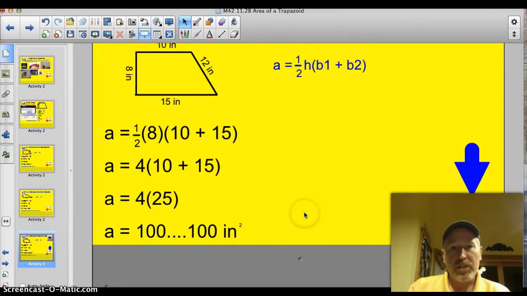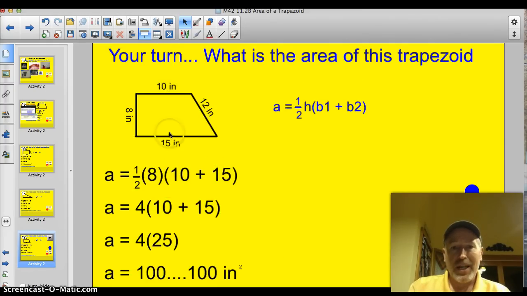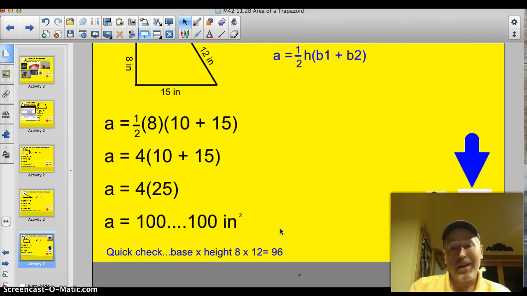So 100 inches squared. How do I do my check on this one? Same thing. I got a base down here of 10. I got a base here of 15. So how about 12? 8 times 12 would be 96. I had 100. Yeah, I'm right in the ballpark. I'm feeling pretty good about my answer.